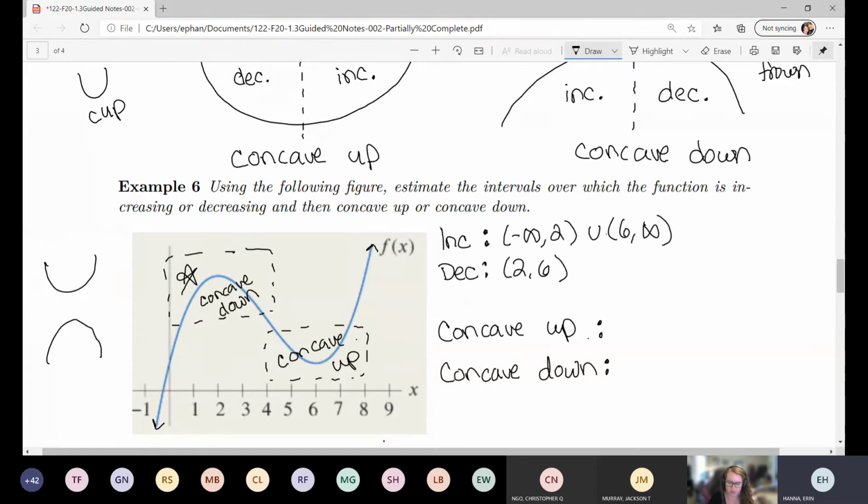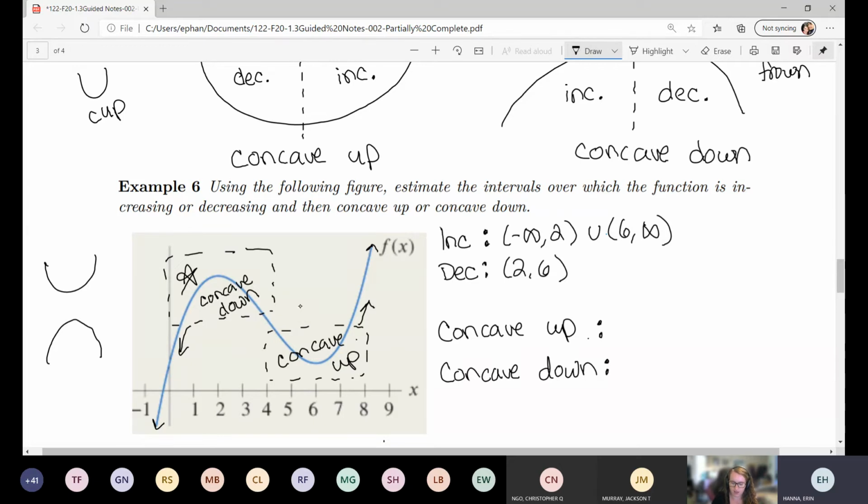Well, what about all the other stuff that's not boxed? Well, if it's to the left of this concave down box, that's just going to continue being concave down because, again, there's no place where it's going to change. And to the right of this concave up box, everything's going to be concave up. So the only real ambiguity is what the heck is happening in here? Well, it's got to change somewhere in there.